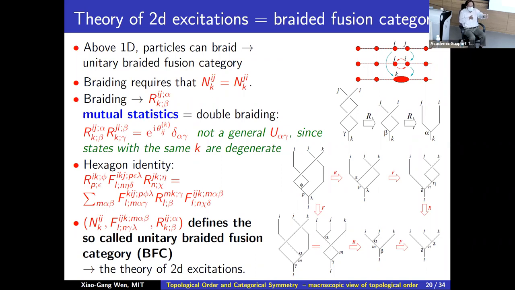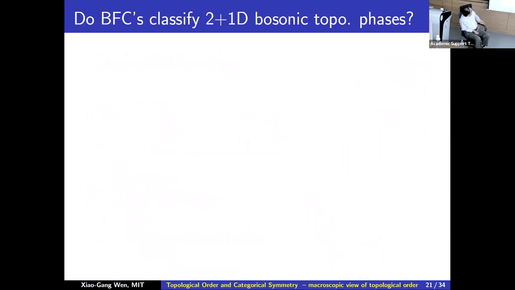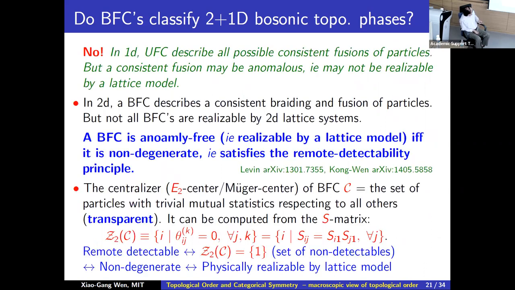The codimension-one defect cannot break. So if you have a codimension-one defect, then it's bound to be anomalous. So we remove strings from the beginning. And once we have a string, it's anomalous. It's not realizable. But without strings, this kind of braided fusion category may be realizable. So that's a question, whether they are realizable or not.